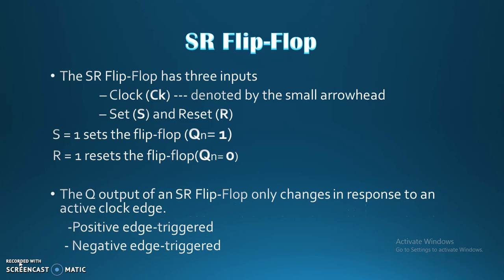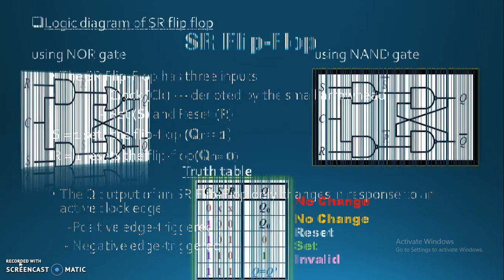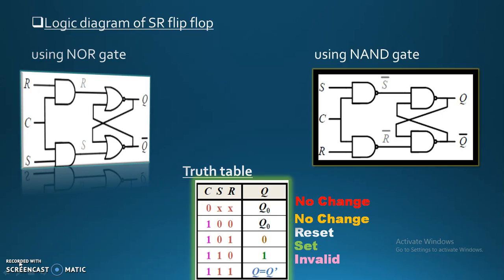The Q output of an SR flip-flop only changes in response to an active clock edge, which can be positive edge triggered or negative edge triggered. The logical diagram of the SR flip-flop can be drawn using NOR gates as well as NAND gates. Below you can see the truth table. The first two states have no change, and the last is an invalid state.